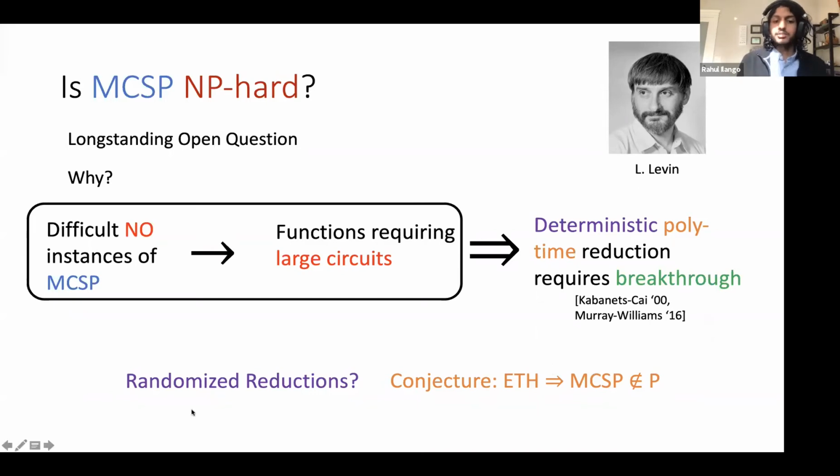Okay, and these two things, randomized reductions and exponential or sub-exponential time reductions, are things that I'm going to come back to in the results section. Cool. Any other questions about this? These are good questions.